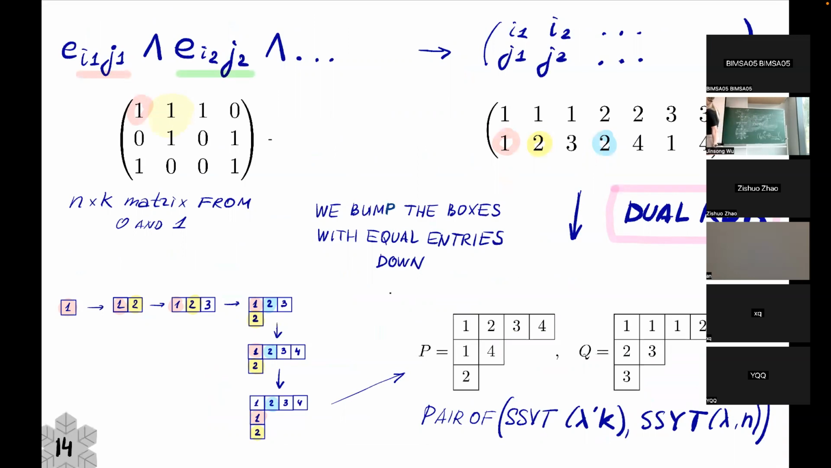And here again, they correspond to this n times k matrix from 0 to 1, such a sequence. Now we can introduce the dual RSK algorithm. How does it work? We bump the boxes with the equal entry down. At first we have one here, then we stick up the two and the three, but now this number two appears. This number two goes exactly right here, and it pushes the yellow down.